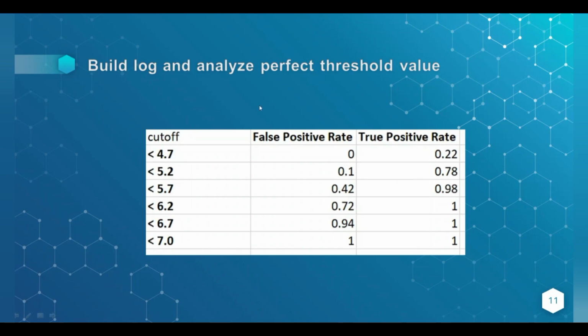So if you are building, let's say, a model for detecting COVID, then that model's true positive rate must be high, because the detection of COVID in an early stage is more important than the false positive rate. So according to your use case, choose a suitable threshold value and use that threshold value for building the model.